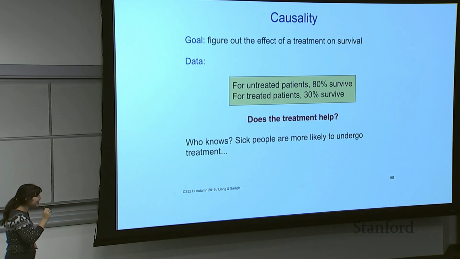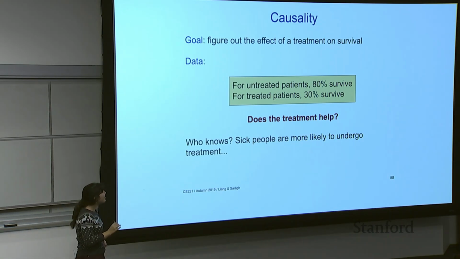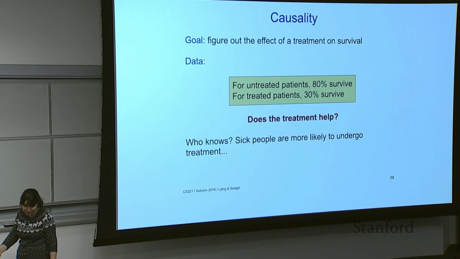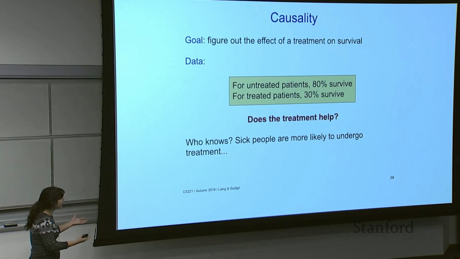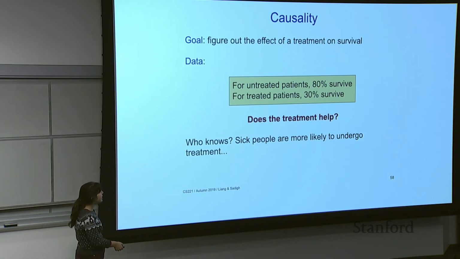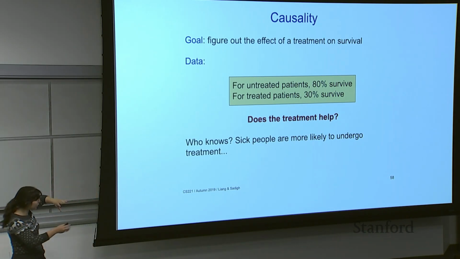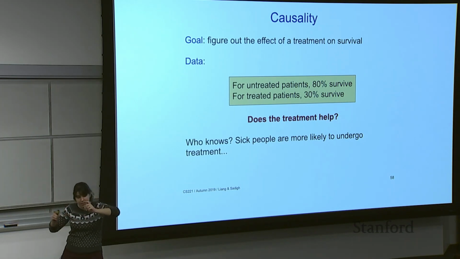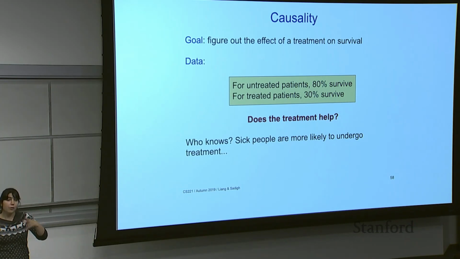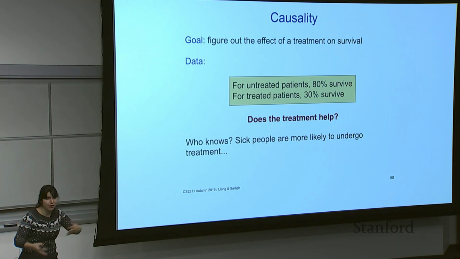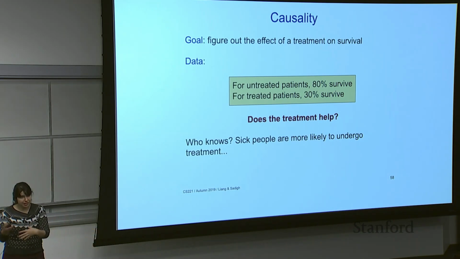So the answer is actually, who knows? Because if you think about it, sick people are probably more likely to take treatment, right? If sick people are more likely to undergo treatment, then you can't take this data at its face and say treatment helped or didn't help, because there's this extra causality that you didn't consider. Those people who took treatment were sick, so you have to consider how the sickness is going to affect the rate of survival or not.